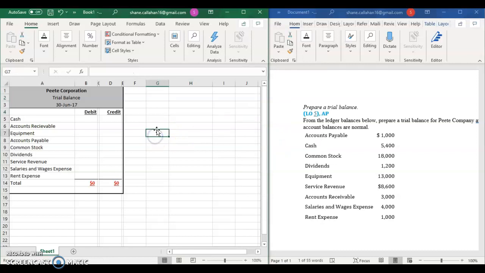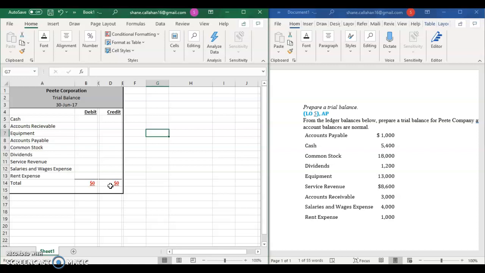What you want to know about a trial balance, actually the most important thing, is that it is separated between debit and credit. Certain account balances are booked under the debit column, and certain account balances are booked under the credit column. And at the end of the day, we want them to be equal. The amount in the debit column should be equal to the amount in the credit column.